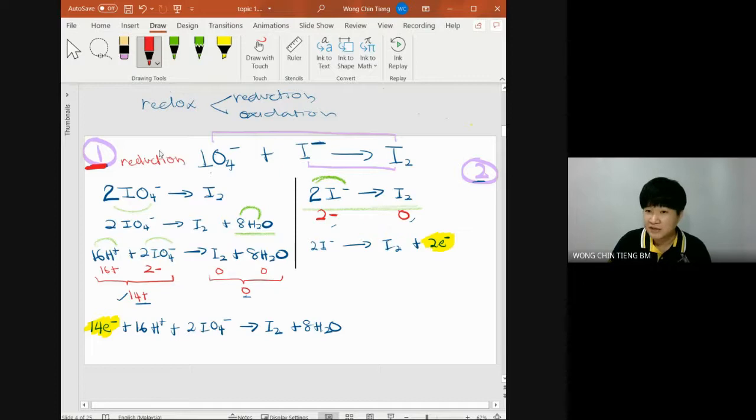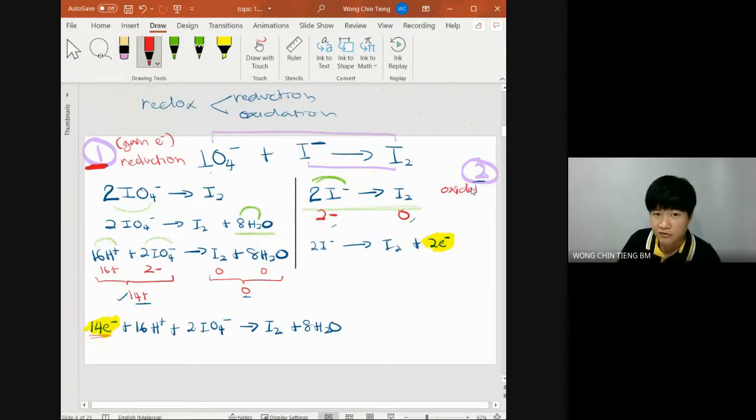Reduction. Senang je jawapan dia. Thank you, Alia. Because you gain electron. Elektron duduk di sebelah kiri. Elektron ditambah awal sebelum reaction. Alright? Dia duduk di sebelum arrow. When the electron is sitting before the arrow, that is undergo reduction because you gain electron. And vice versa. Straight away, equation kedua mesti adalah undergo oxidation.